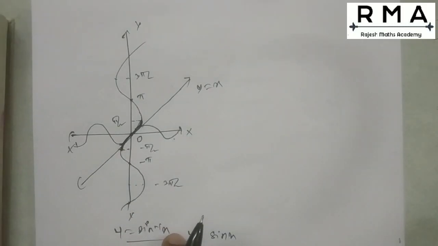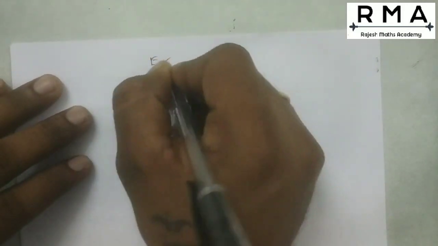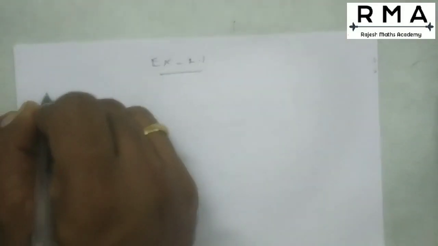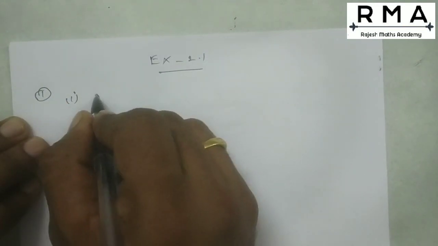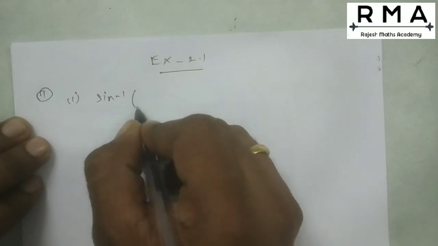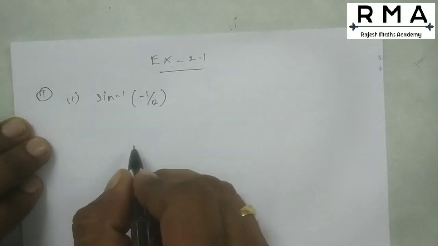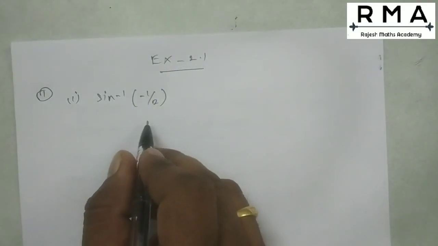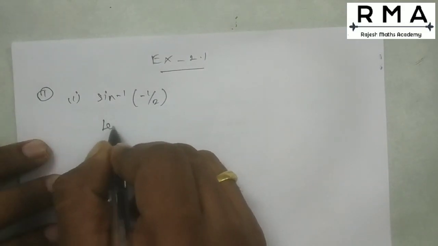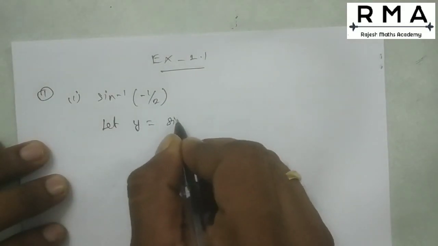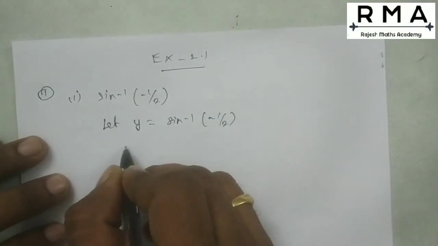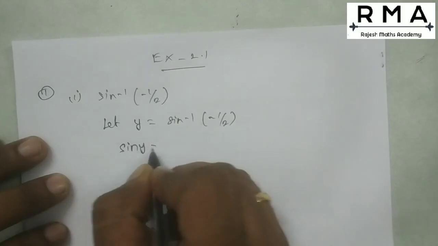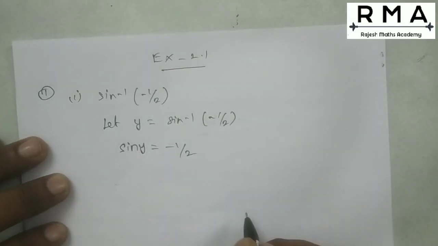Okay, now we will go to the exercise problems. Exercise 2.1, first question. We have to find the principal value of the function. What is the given function? Sine inverse of minus 1 by 2. For this we are going to find the principal value. Let y equal to sine inverse of minus 1 by 2. So what is the value of sine y now? Sine y equal to minus 1 by 2.